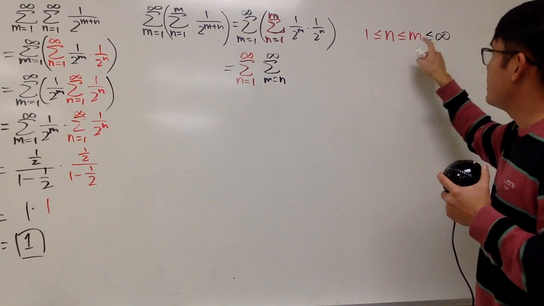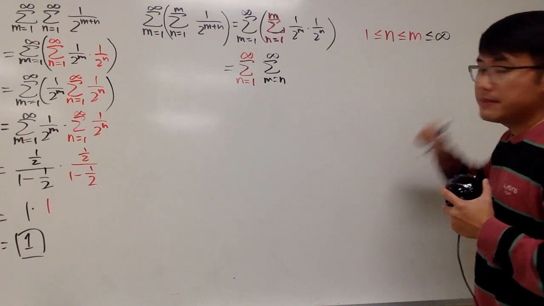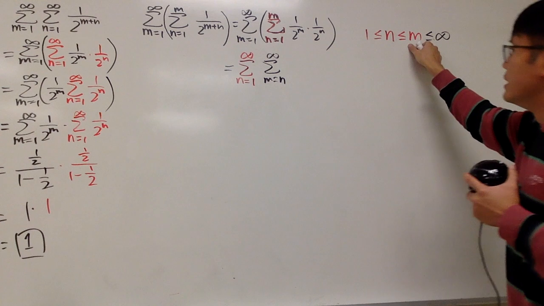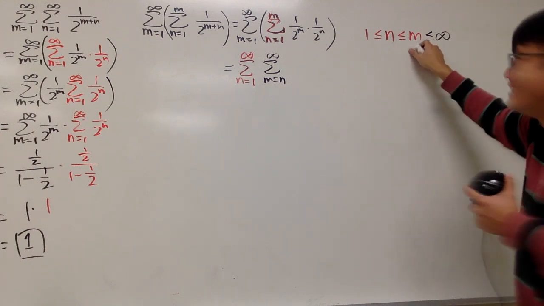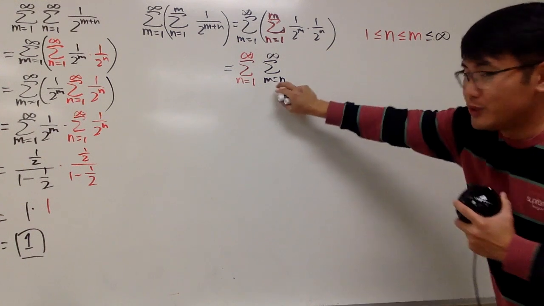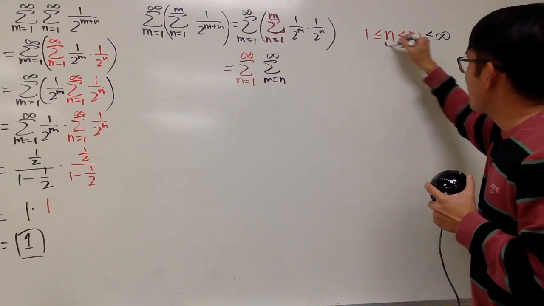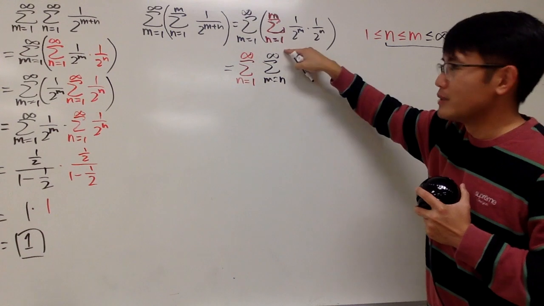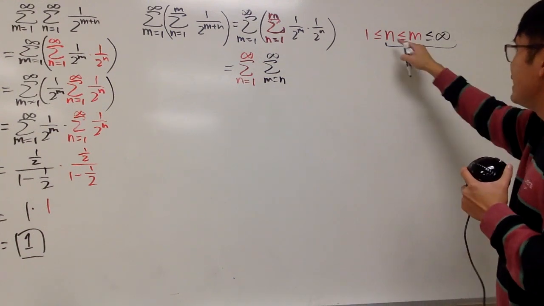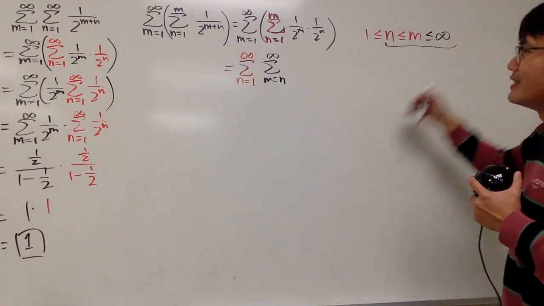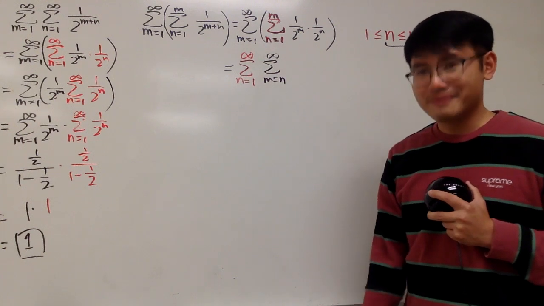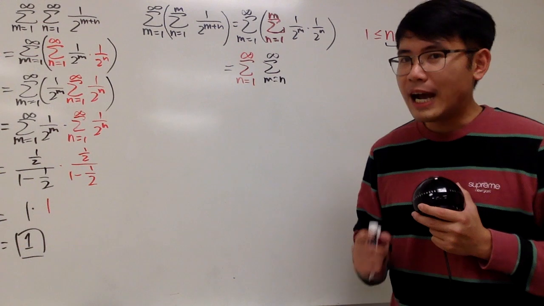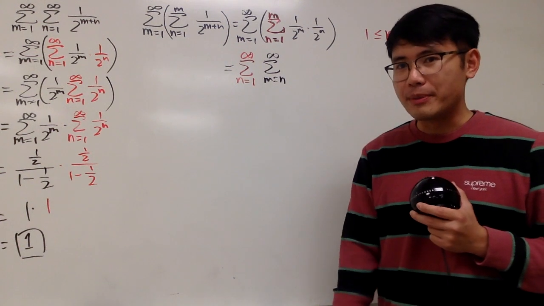n goes from 1 to m, and m goes from 1 to infinity. What's happening is that we can look at the m first. If you look at the m first, which is the inside portion, then you're looking at m going from n to infinity, and then you look at the n part, which is 1 to infinity, and you're done. That's pretty much the quick explanation for that. And now, as I promised, I will show you guys how to change the order of a double integral.